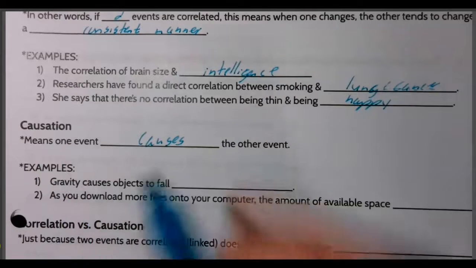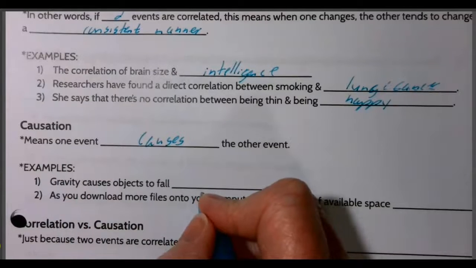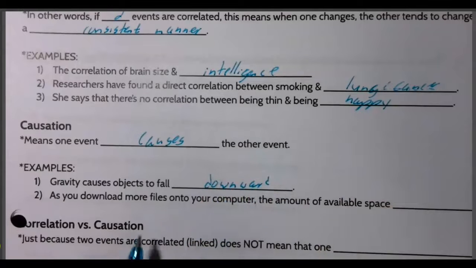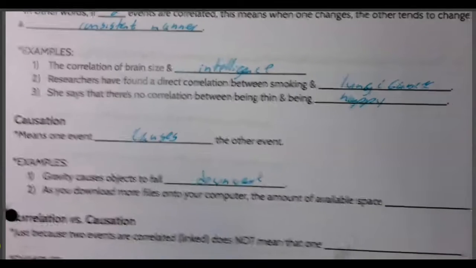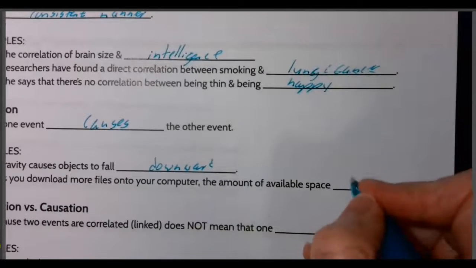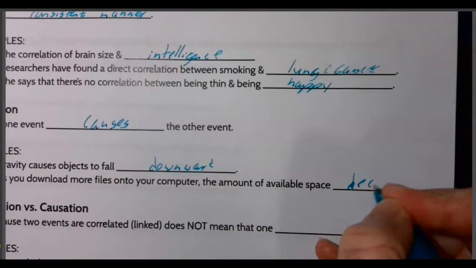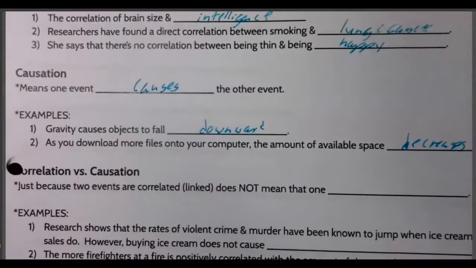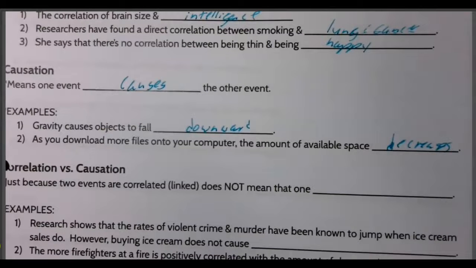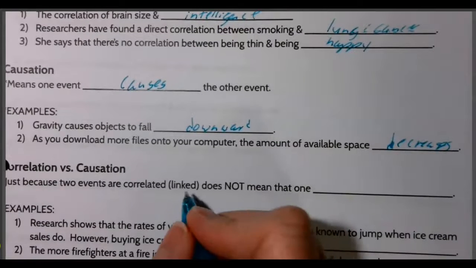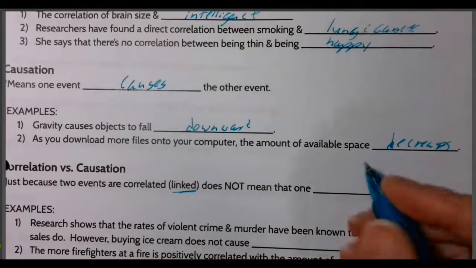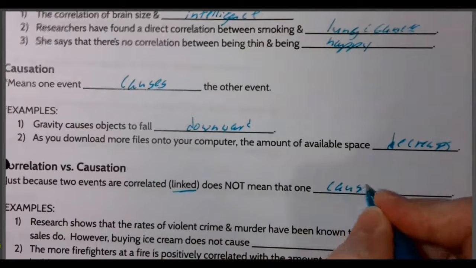Gravity causes objects to fall downward. Okay, as you download more files onto your computer, the amount of available space decreases. One causes the other. They're not just connected. They're not just correlating, but one causes the other. Just because two events are correlated, they're linked. So correlated, thinks that they're linked, does not mean that one causes the other.